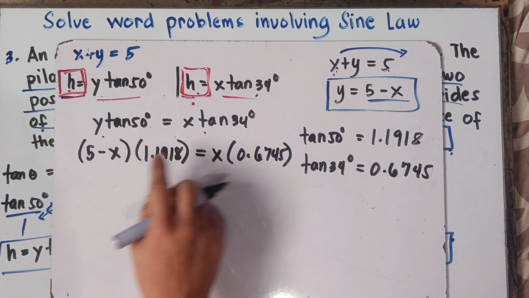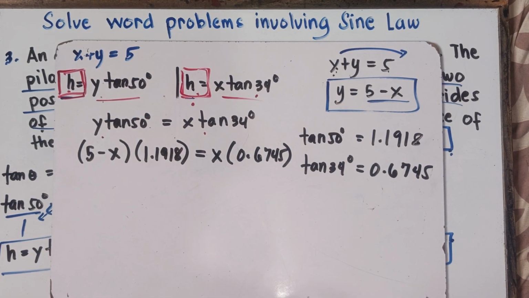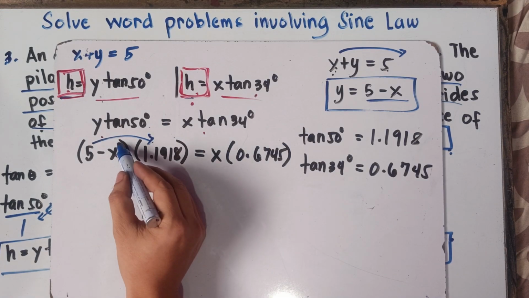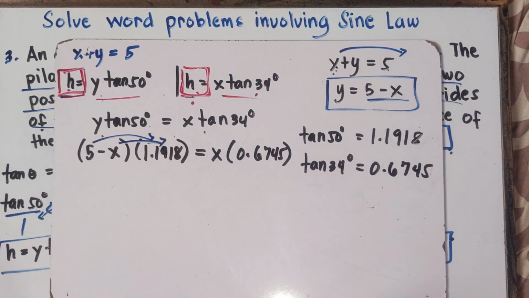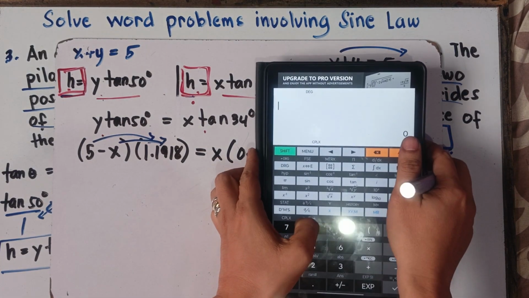Question, sir, why do we need to put parentheses? Because this is a binomial, class, we have two terms. 5 minus x has two terms. So therefore, class, we need to apply the distributive property. You multiply this one and then this one, because these are two terms. Alright, so simply multiply. Use your calculator.